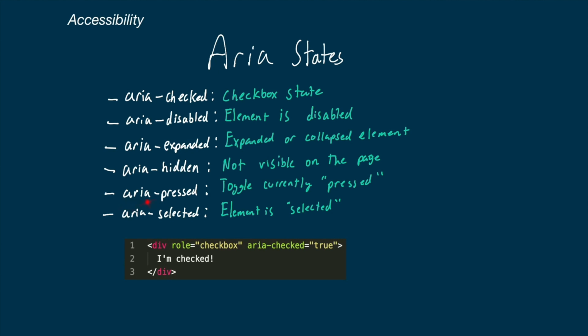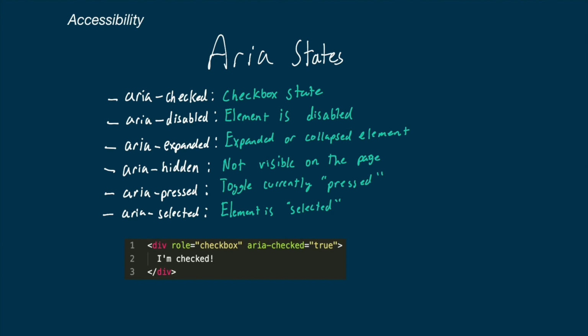Next, we have ARIA pressed, which can tell the user about the current state of a toggle. Is it currently pressed in or is it not? Lastly, we have ARIA selected, which is pretty self-explanatory. It tells the user if an element is currently selected or not.